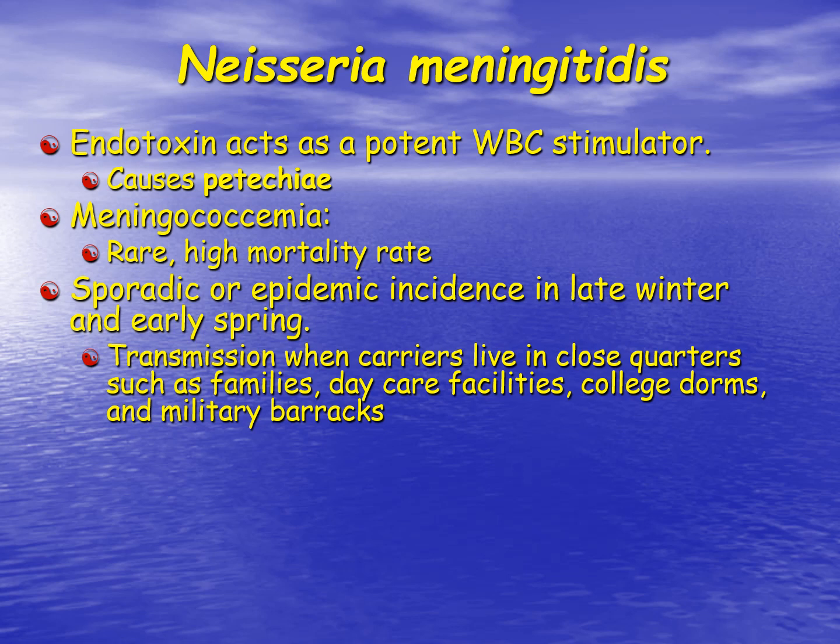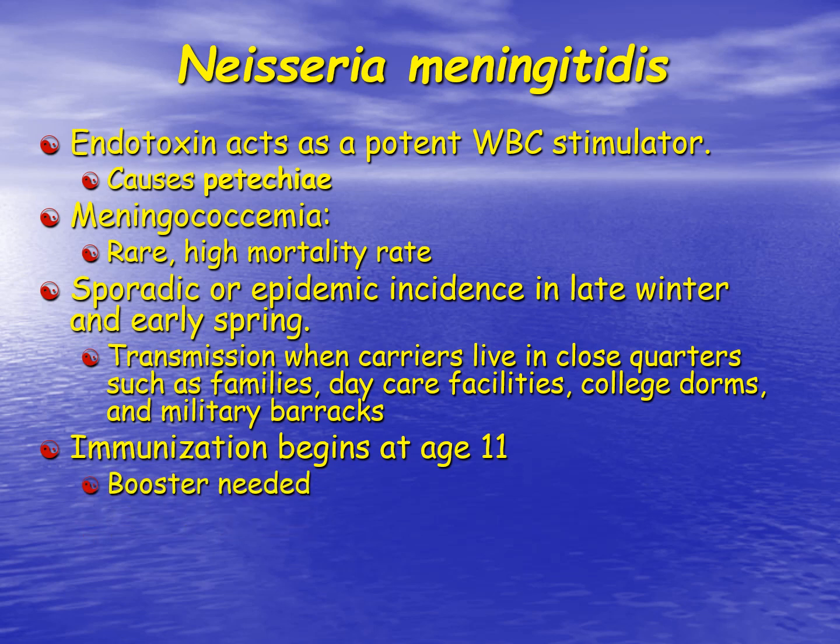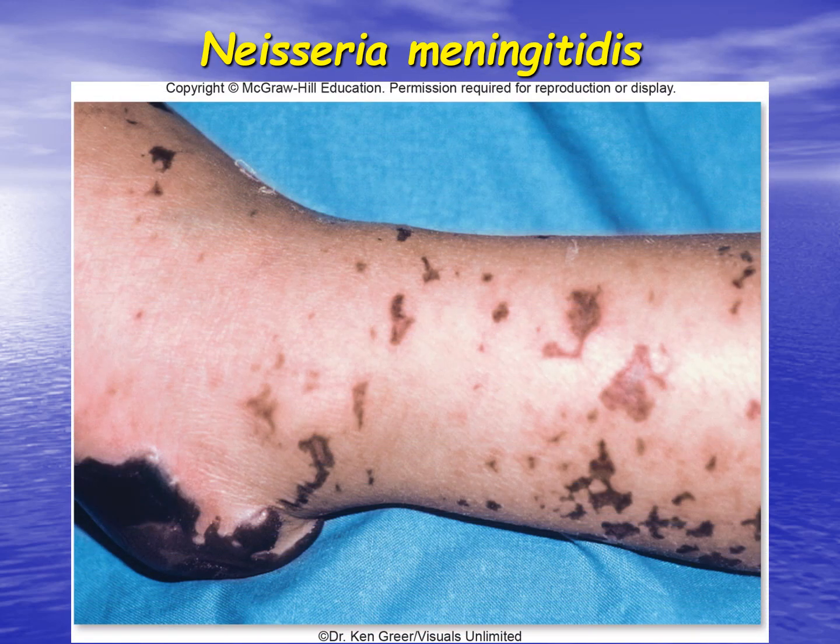Transmission occurs when carriers live in close quarters, such as within family units, daycare facilities, college dorms, military barracks, and even nursing homes and prisons. Immunization for Neisseria meningitis begins at around age 11, and boosters will be needed. This is showing a systemic form of this, and this is causing these petechial hemorrhages. This one's fairly large, and we would probably refer to that as ecchymosis, and it's simply the fact that it's a larger bleed area.